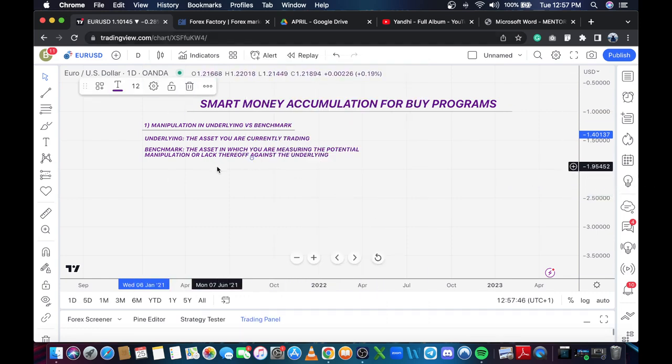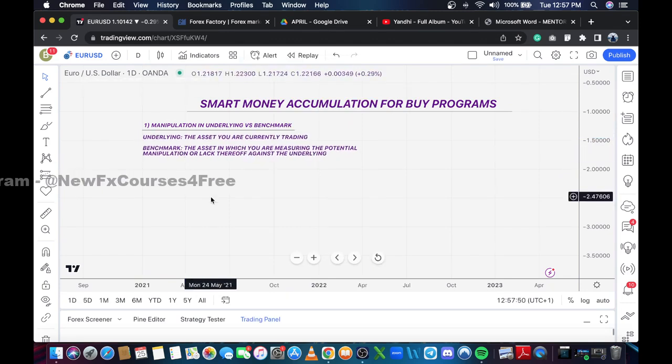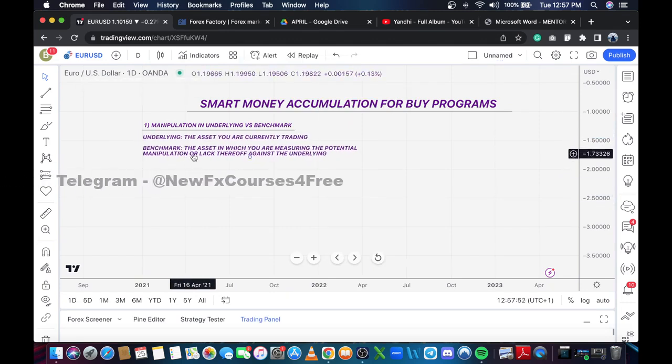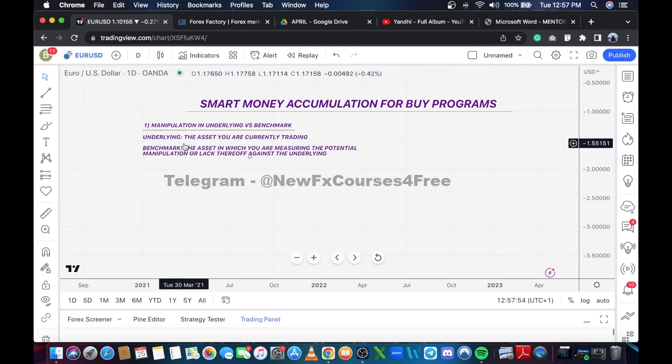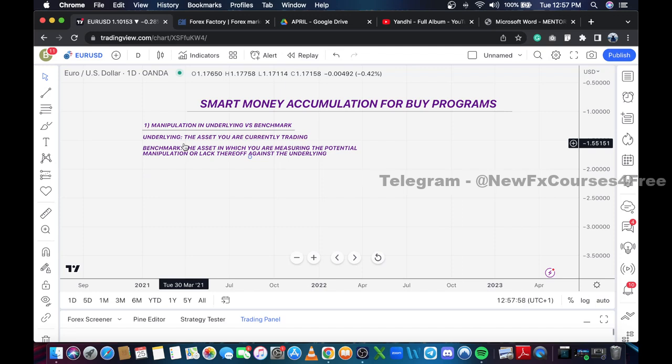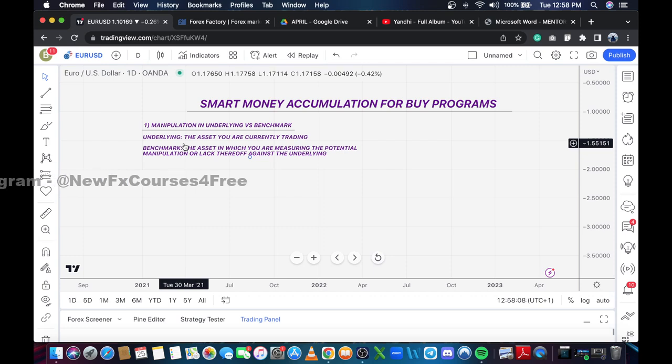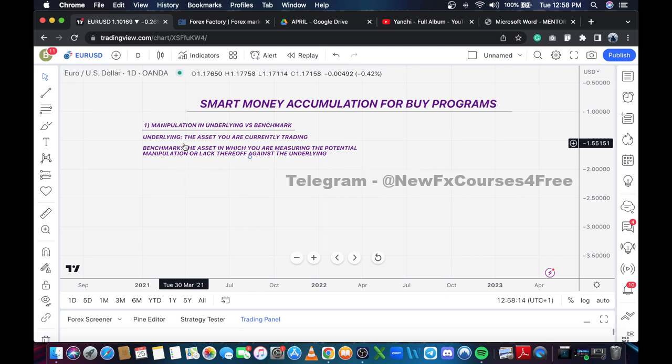because that's what we're on right now. Eurodollar is going to be the underlying asset you're trading, and the benchmark asset you're going to use as reference is going to be dollar. Okay, because you're measuring the strength or weakness or manipulation or lack thereof against dollar, which is the reference asset you're using to measure the strength of delivery on Eurodollar, which is the underlying currency you're trading.